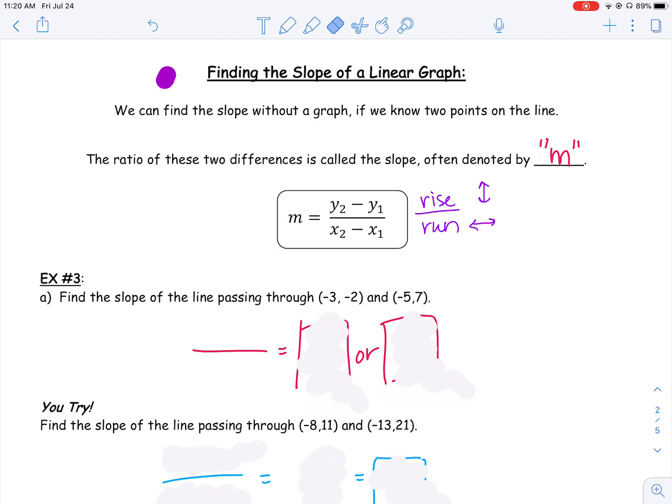Well, we know that the slope, we're going to call it m now. The ratio of these two differences is called the slope. We often use the notation m for slope. So we know that the slope is the change in y's over the change in x's, rise over run, right? And so if I give you two ordered pairs, we can figure out the change in y's by subtracting the two y's over the change in x's by subtracting the two x's. That would give us our rise over run. We're going to take our y2, the y of the second point, and subtract the y of the first point over the x of the second point minus the x of the first point, y's over x's.